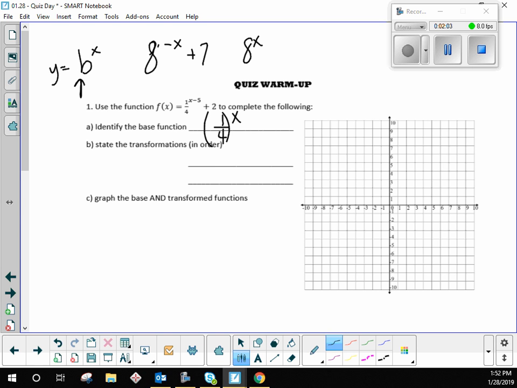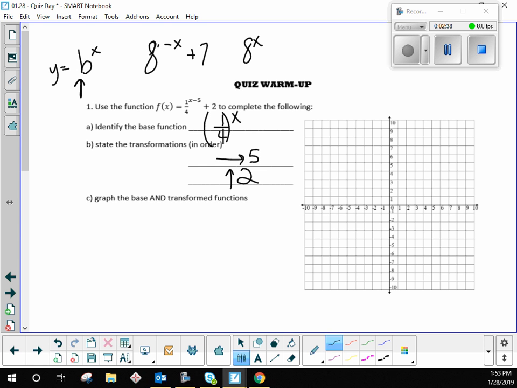So to state the transformations, I do want them in order. We talked about the order of transformations before. In this case, I have two transformations going on, a -5 and a +2. Which one should I take care of first, the -5 or the +2? The -5. Whenever it's attached to the x, that means inside's lie. So what does that -5 mean we're going to do? Right 5. And then we're going to do the +2 next.